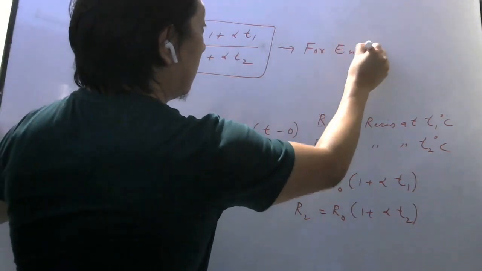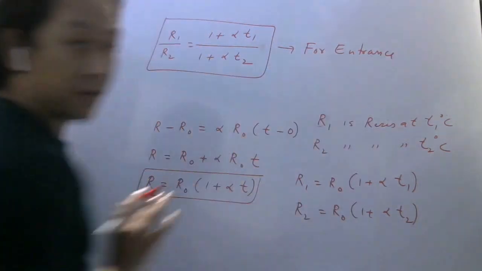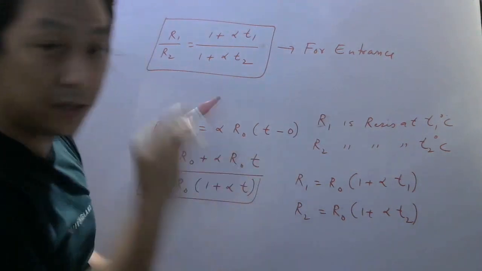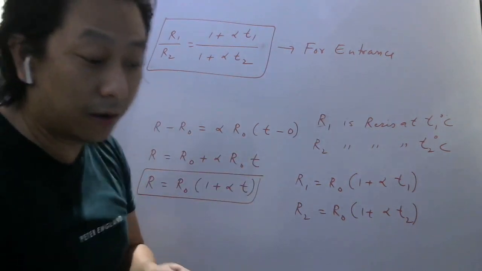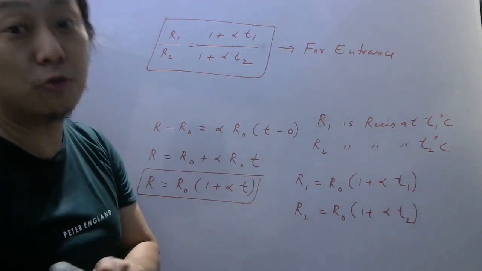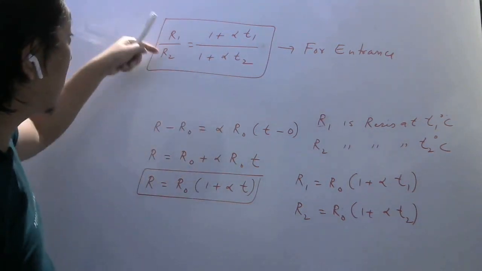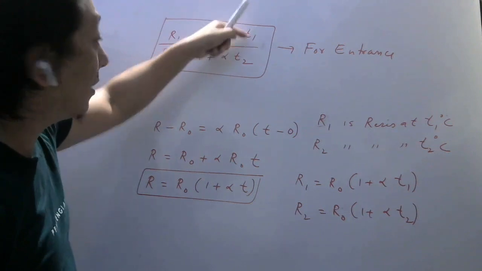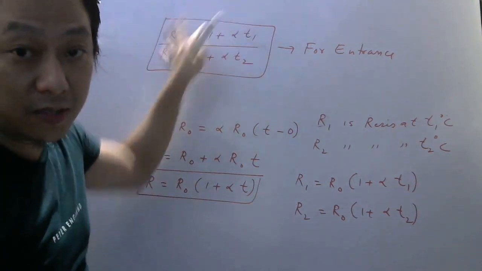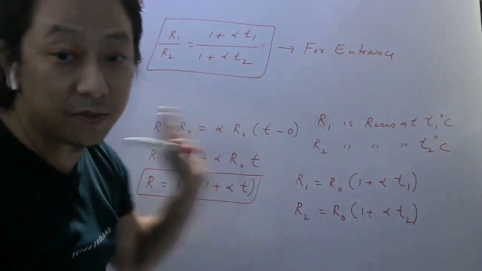In NCERT, they have not taken care of this. That is why they are directly using R2 minus R1 equals alpha R1 into T2 minus T1. So this is the formula you should use to connect resistance between two different temperatures. Please memorize the formula. I have explained how it comes.